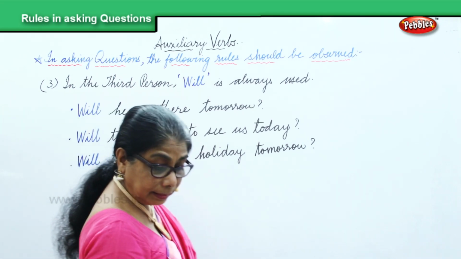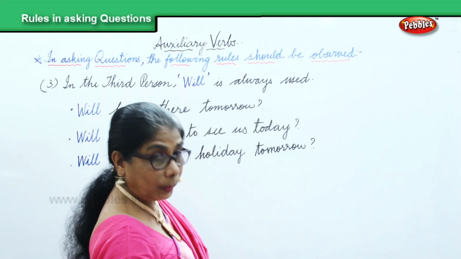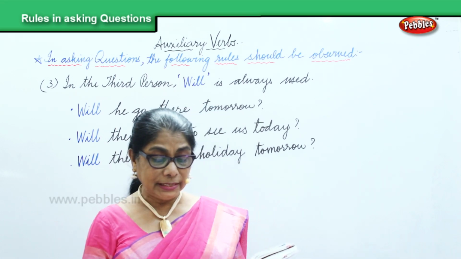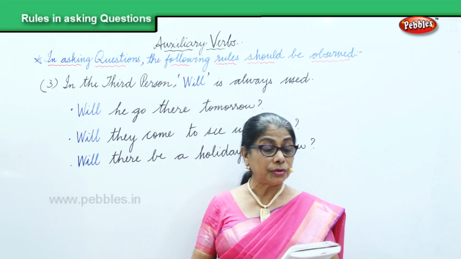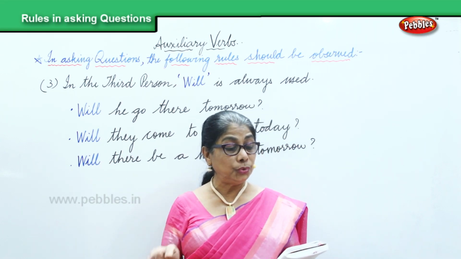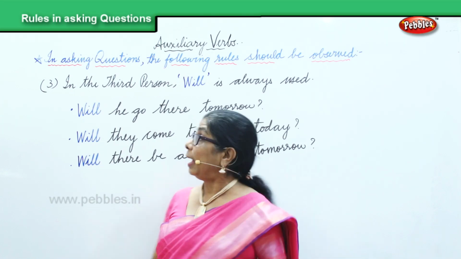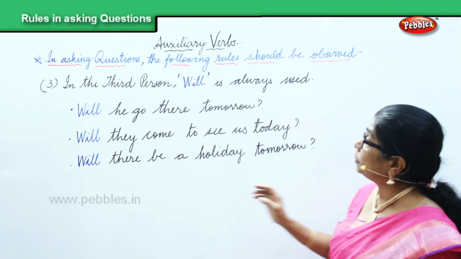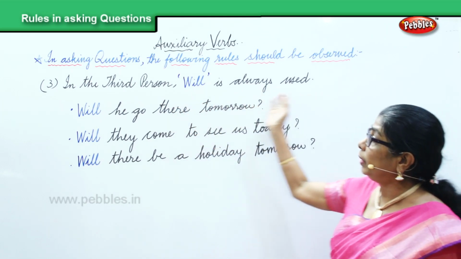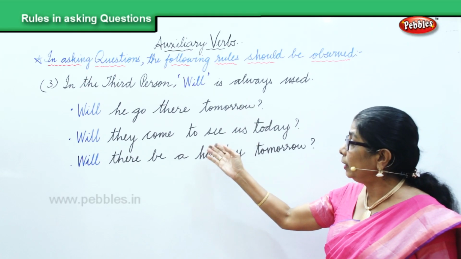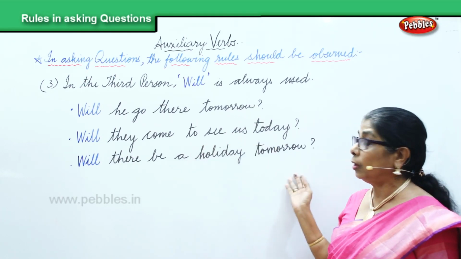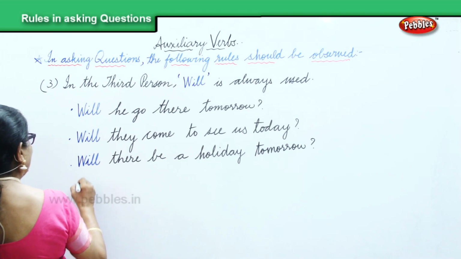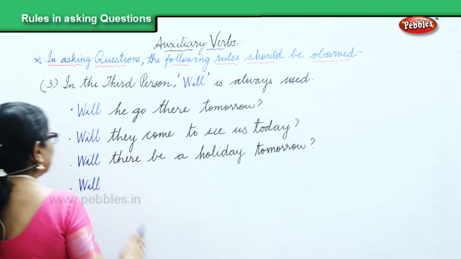Now, in the third category. In asking questions, there are three categories we said. In the first, first person, will is never used. In the second person, will and shall is used according to its expected answer. And in the third, the rule observed here is, in the third person, will is always used. Will you go there tomorrow? Will they come to see us today? Will there be a holiday? Will you come and see your grandparents? Or will you come and take your books? Will he come?